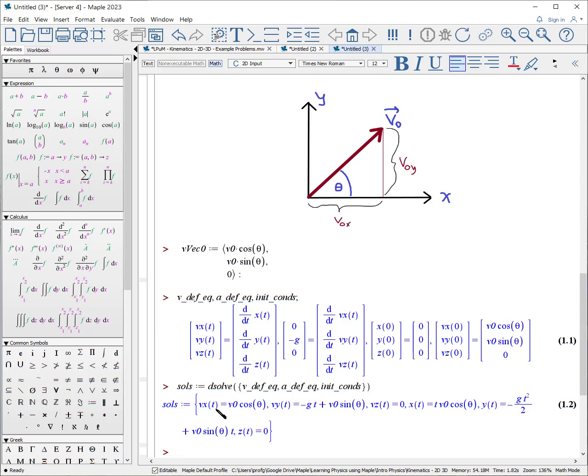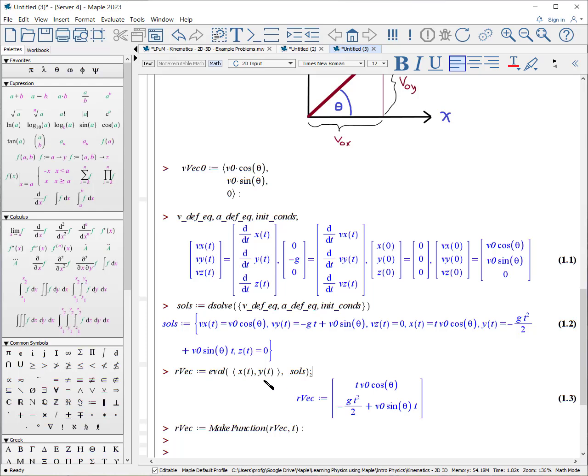And if you see, you're going to get results that you might see in your textbook for the x component of velocity, the y component of velocity, the x position as a function of time, and the y position as a function of time. At this point, we can now extract out of our solutions the x component, the y component, make a vector out of them, and in fact actually then make a function out of them.